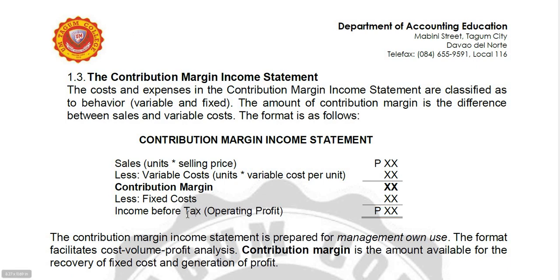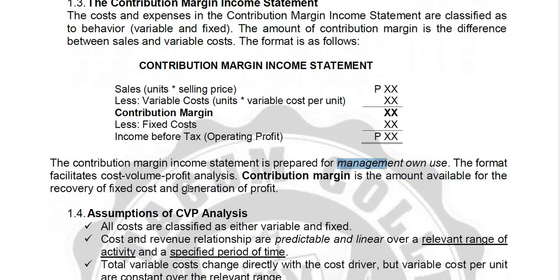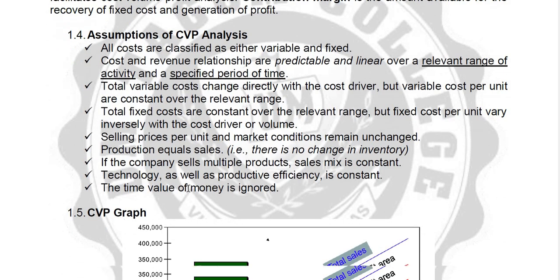So, take note that this income statement, as we have been mentioning before, will only be used by management for internal purposes. So, you cannot release an income statement under variable costing to the public. The format of this contribution margin income statement would facilitate CVP analysis. So, what are the assumptions under CVP?